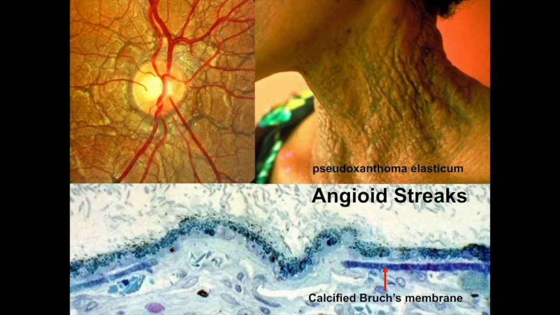And here's a patient with pseudoxanthoma elasticum showing the classic skin lesions in the neck. They also occur in the axilla. Histopathology of a streak is shown below. This is a patient that actually had hemoglobin SS disease. Bruch's membrane is thickened and blue, it's calcified, and it's ruptured.